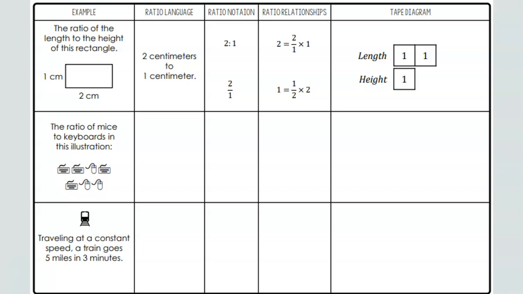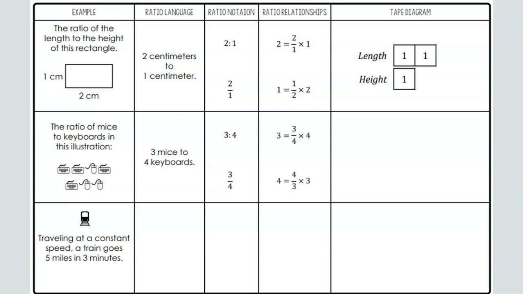The next example says the ratio of mice to keyboards in this illustration. When we write this out in ratio language, it shows that in the picture we have 4 keyboards and 3 mice. But the language says that it is mice to keyboards, so it should be 3 mice to 4 keyboards. Notation means the numbers come first, so a 3:4 and then a 3/4.